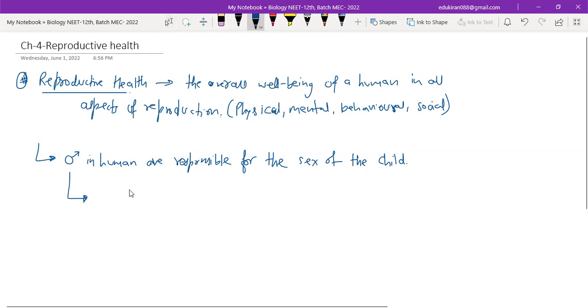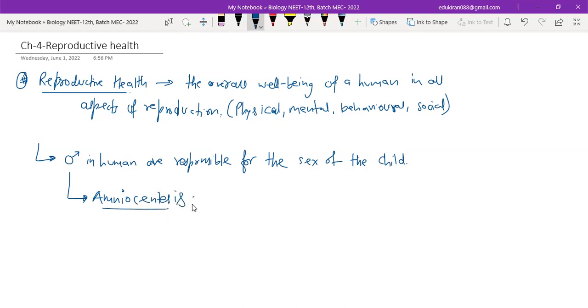Now, this process is called amniocentesis. So, the first thing that we are going to study today is amniocentesis. Write down: in amniocentesis, cells from the amniotic fluid. You know what is amniotic fluid?